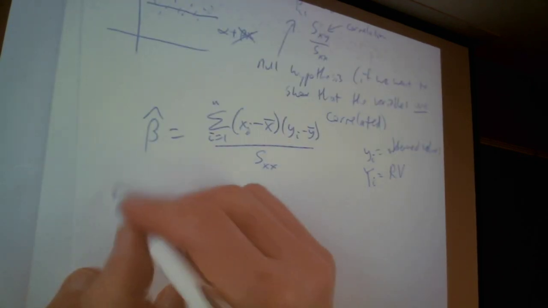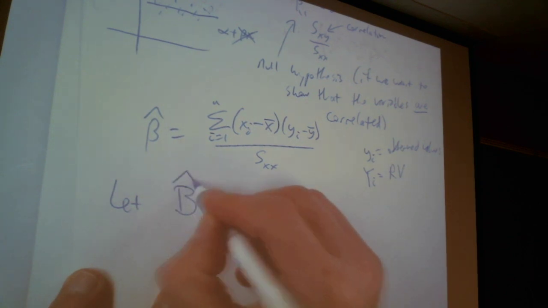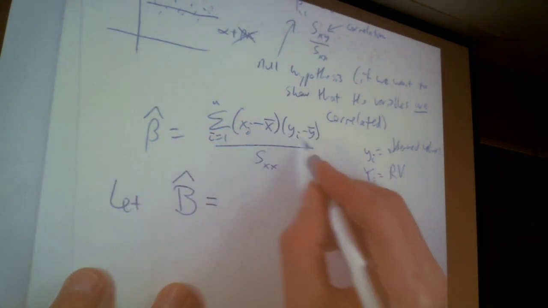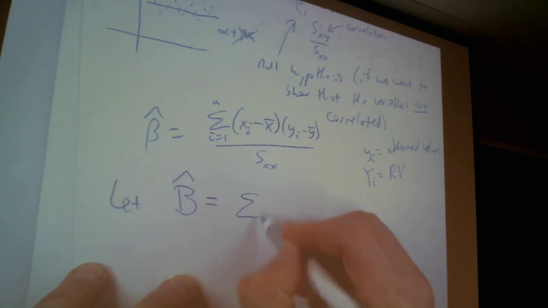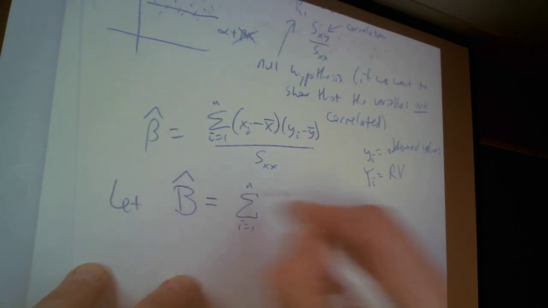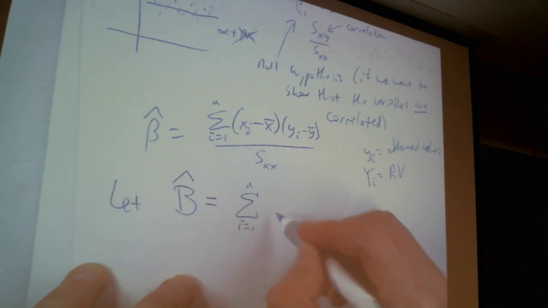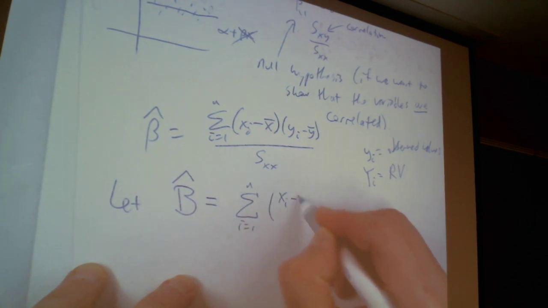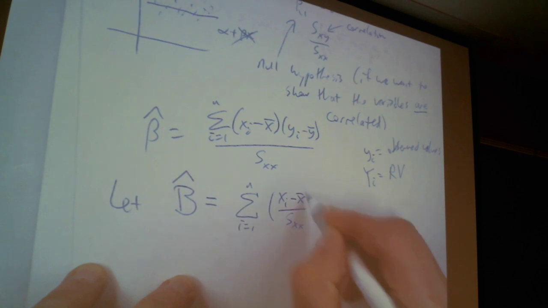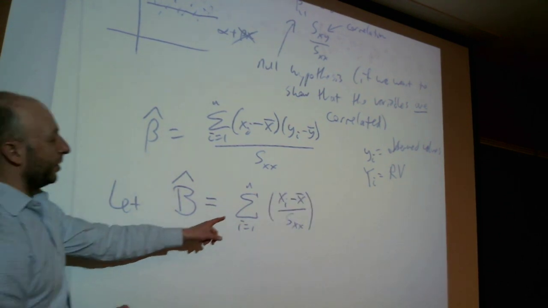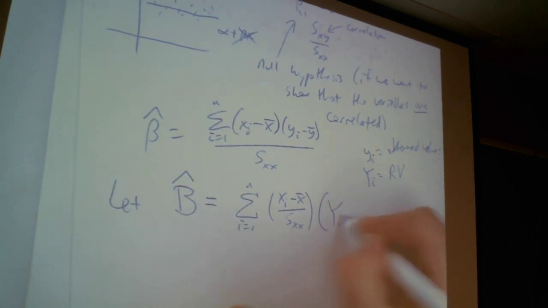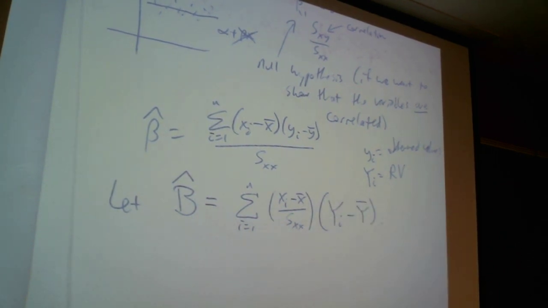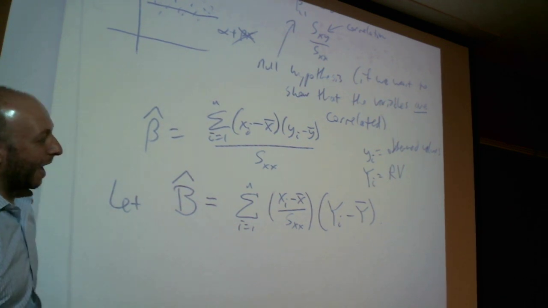So let big B hat be exactly this expression where I replace yi, the observed value, by the random variable. So this is now a random variable itself. It's a sum as i goes from 1 to n. This thing I'm going to pull inside so that I have a nice clean (xi minus x bar) over Sxx. These are coefficients, so these are still observed values, times the random variable Yi minus the sum of the Yi divided by n, which I'll continue to call capital Y bar.